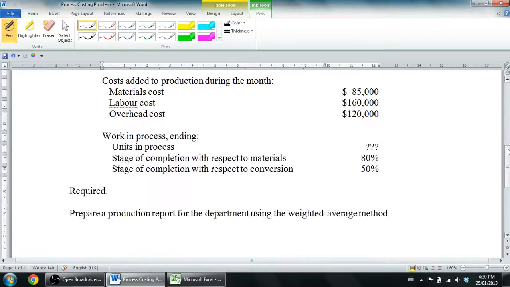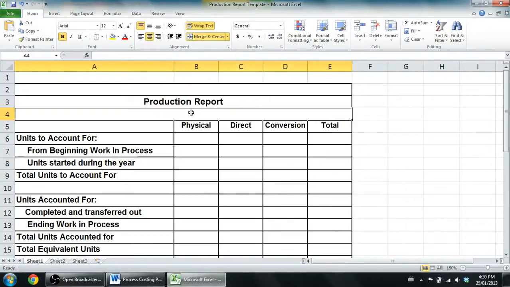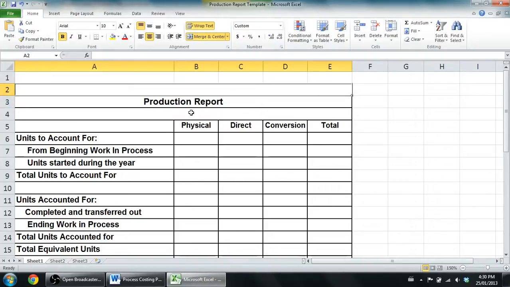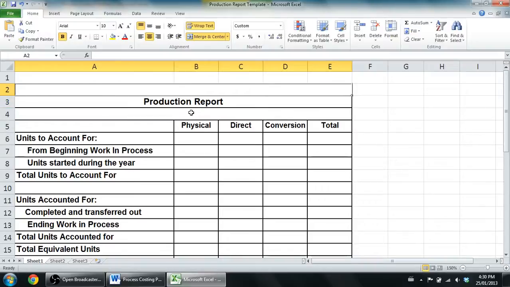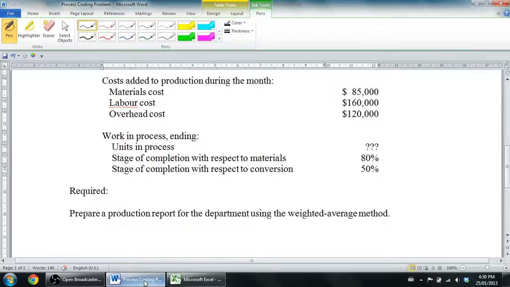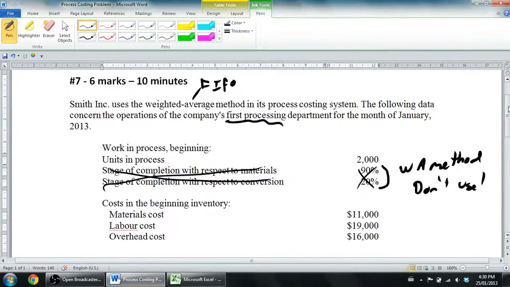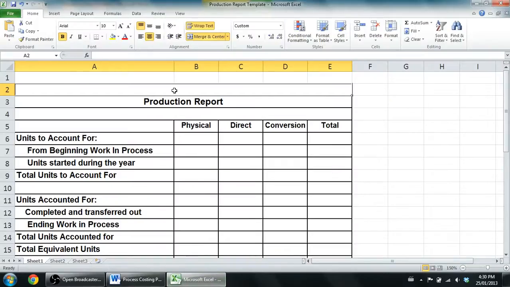Okay. It says prepare a production report for the department using the weighted average method. That's exactly what we're going to do. So what I'd like to do is start with my production report, and we're going to just try to fill it in as best we can. And I'll teach you how to fill one of these in, and I'll explain what it is as we go. The first thing is, it says production report at the top, but there's actually a 3-line title. First comes the name of the company, and the name of our company is Smith Inc.